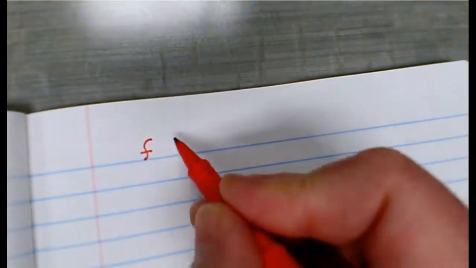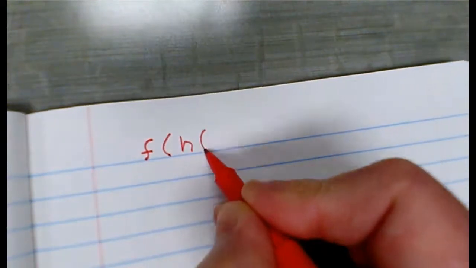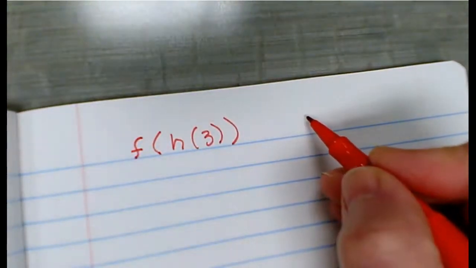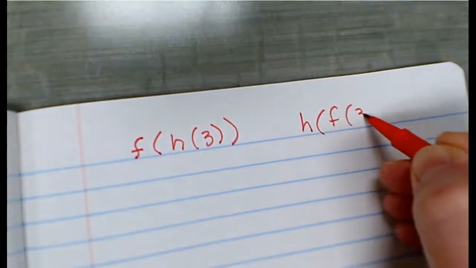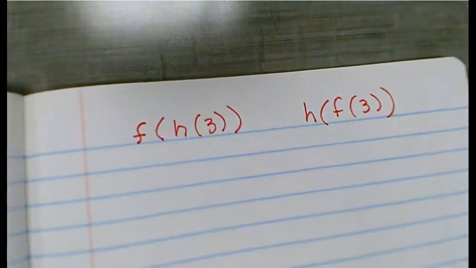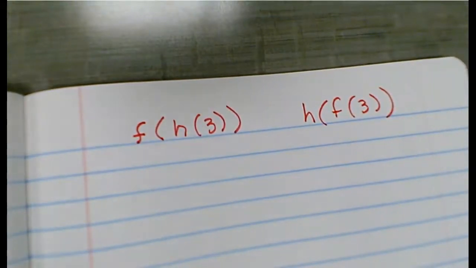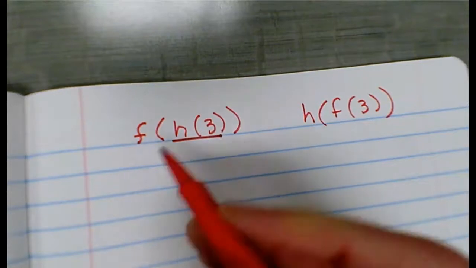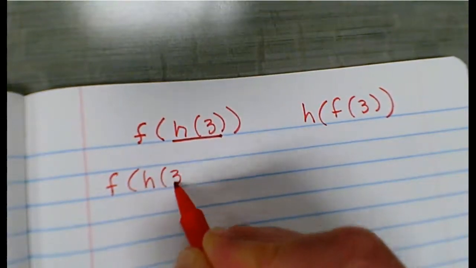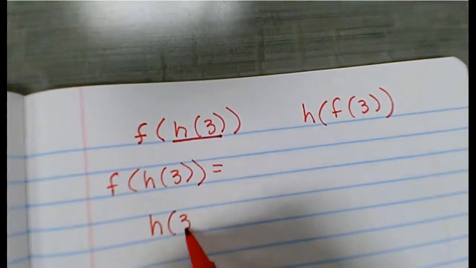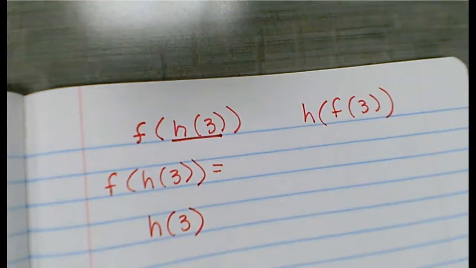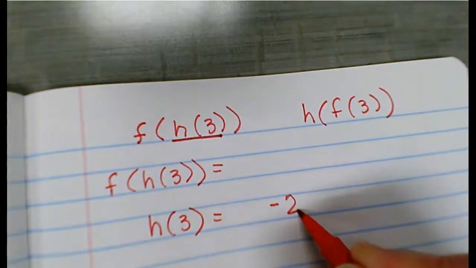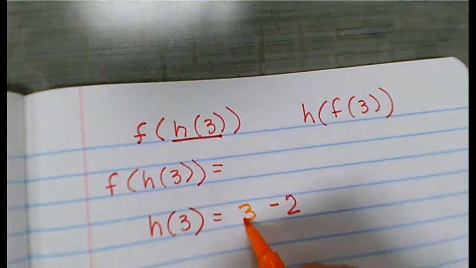Does the order matter? Is this the same? Will you get the same answer? Let's check it out to be sure. We'll do this one first. So f of h of 3, we're going to start with h of 3. Now we're still using those same functions we did before. So h is x minus 2, and in place of the x, we substitute in the 3.